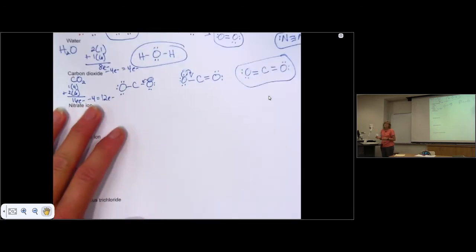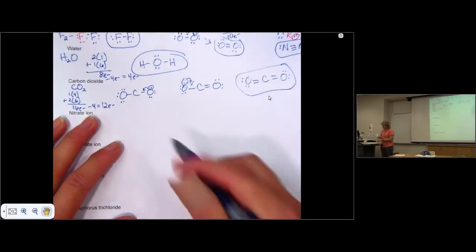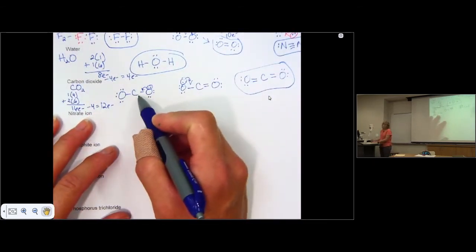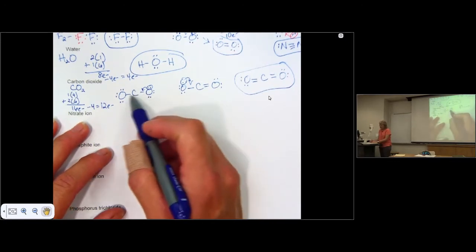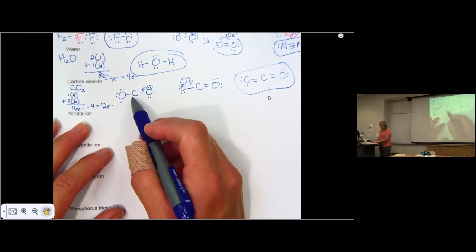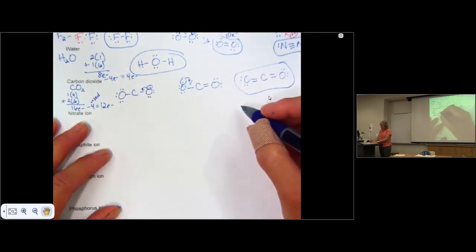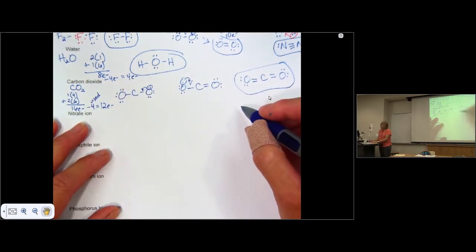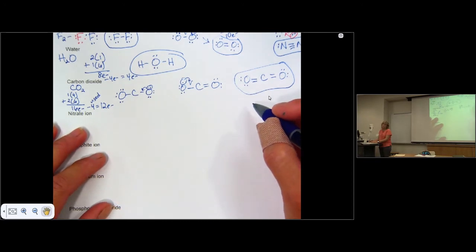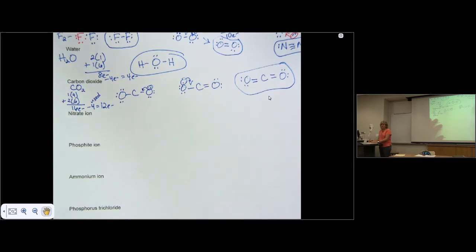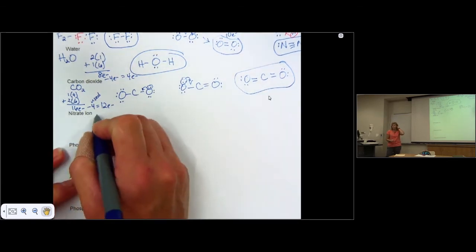Yes, ma'am? When you're subtracting, like when you subtracted 4 from 16, how do you know what you used? Because we started off here by using these 2, so you subtract what you used. So do you always start with 6? You start with single bonds between all the other atoms. Yes. Okay.